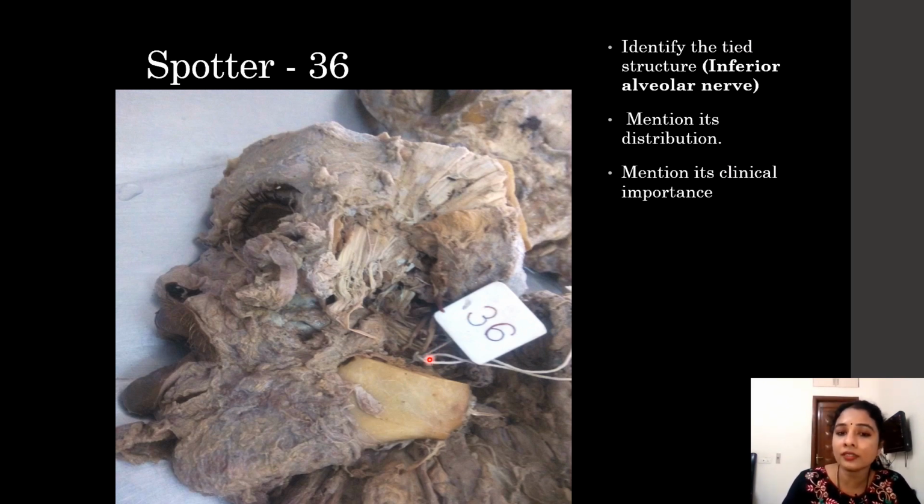So this is the sensory nerve of lower jaw which forms dental plexus. So clinical importance, we can mention the inferior alveolar nerve block, which is done during the extraction of the tooth from lower jaw.